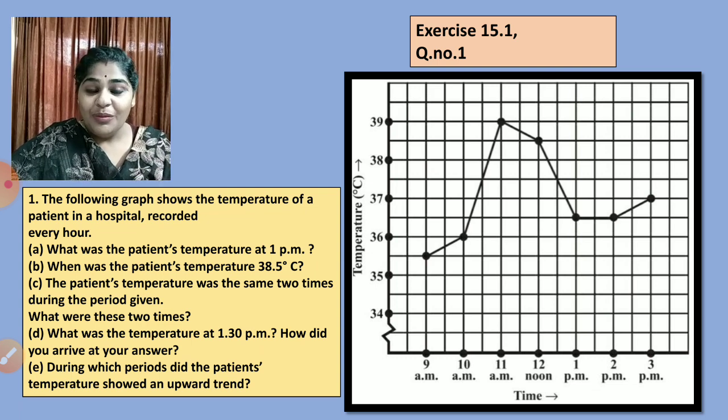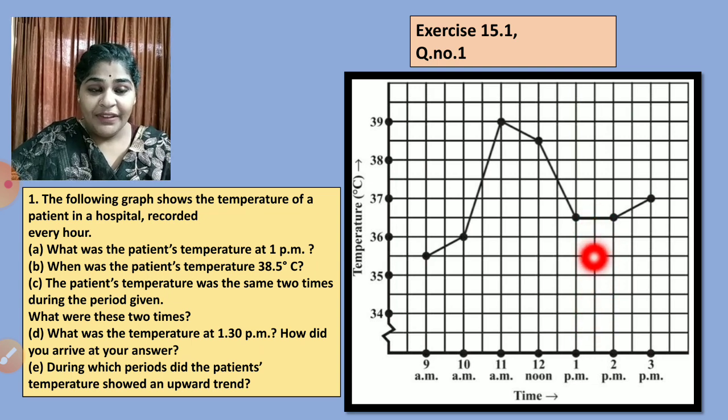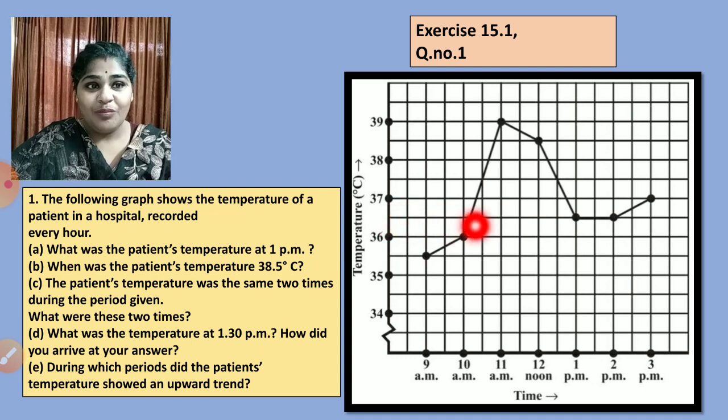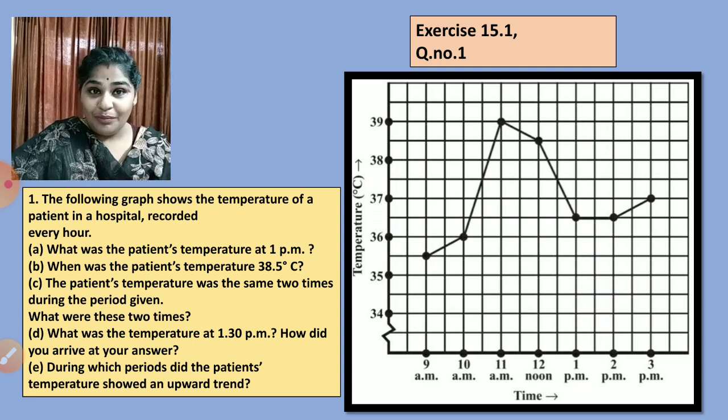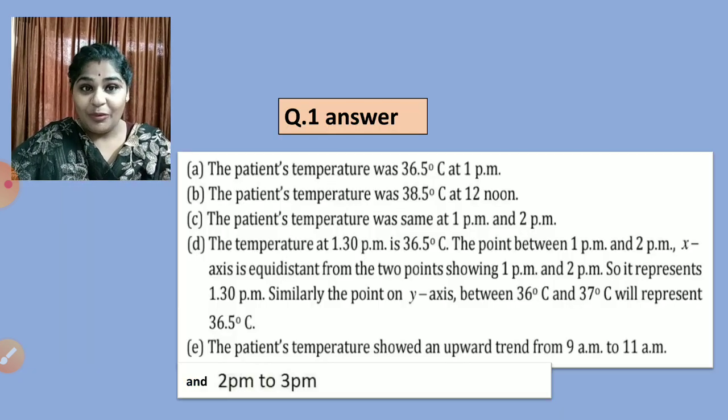Next one. What was the temperature at 1:30 p.m.? How did you arrive at your answer? So 1:30 p.m., children, means it will be obviously between 1 to 2 p.m. in the center, right? So the center line over here, this line you can see, children, it is of 1:30 p.m. It is the center line of 1 and 2. So this line is again where you can see the point is 36.5, where there was no fluctuation in the temperature. So we can say that at 1:30 p.m. the temperature was 36.5.